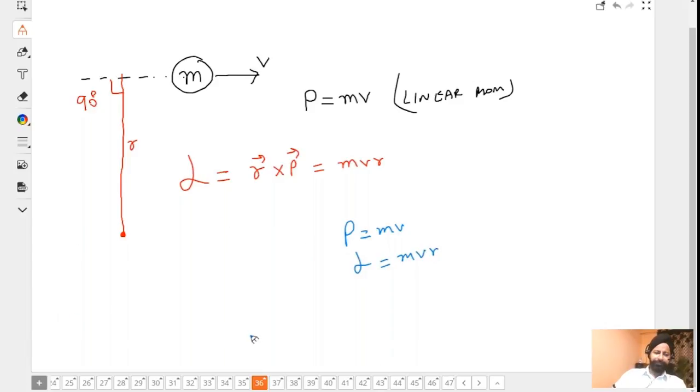Now, if you take another point here, maybe about this point, then that's not a big deal. You keep extending this, this is the direction. You drop a perpendicular here. So about this point, this distance is what you are going to use, right? That's the notion of angular momentum.